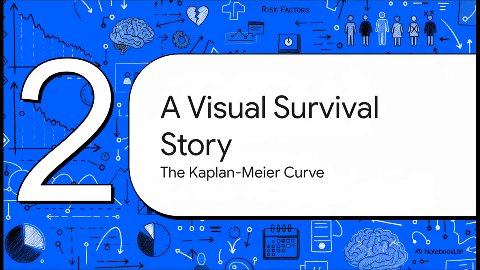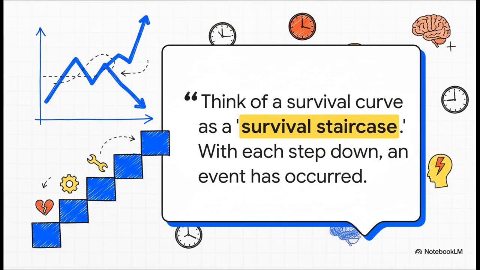To really understand that when, we kind of need to see it. And that brings us to probably the most famous tool in the survival analysis toolbox, something called the Kaplan-Meier curve. It's just a really powerful way of telling a story with data. The best way to think about this is with a simple analogy. Just picture a survival staircase. At the very beginning, everybody is on the top step. That's 100% of your group. But every time an event happens, in our case, a patient passes away, the group takes a step down. So the graph you end up with tells this whole story of survival over time.